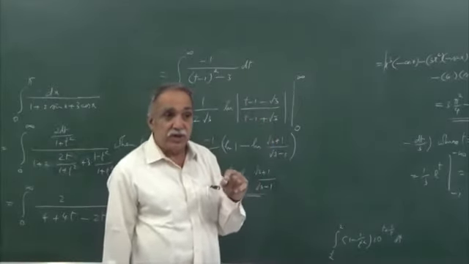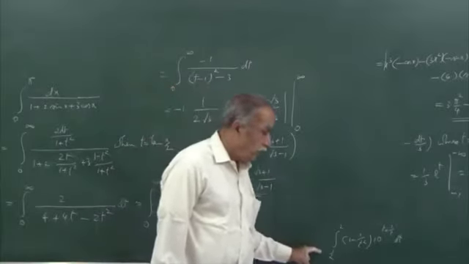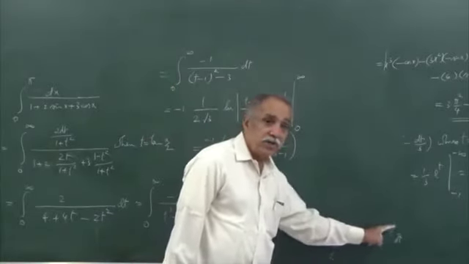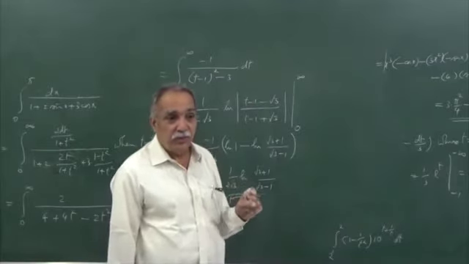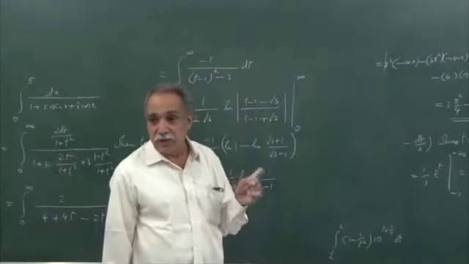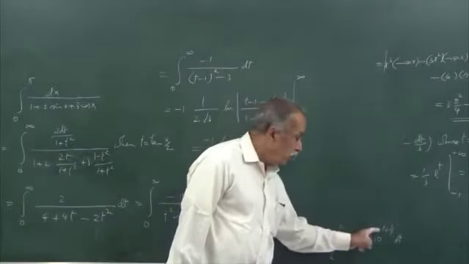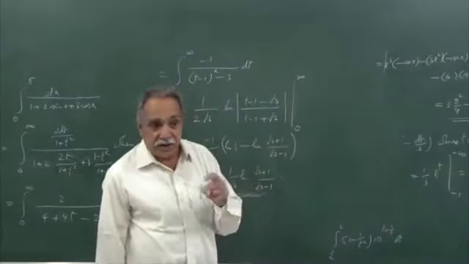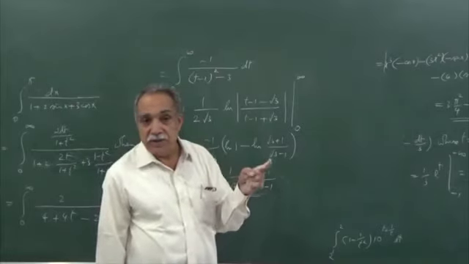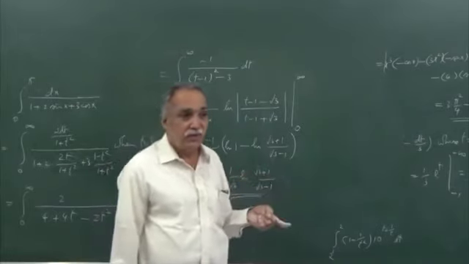For that substitution, the corresponding new limits will be, when t equal to half, y will be half plus 1 by half equal to 5 by 2. Half plus 2 equal to 5 by 2. New upper limit will be t equal to 2, 2 plus 1 by 2 equal to 5 by 2. You are getting lower limit equal to upper limit. Conclude that value is 0.